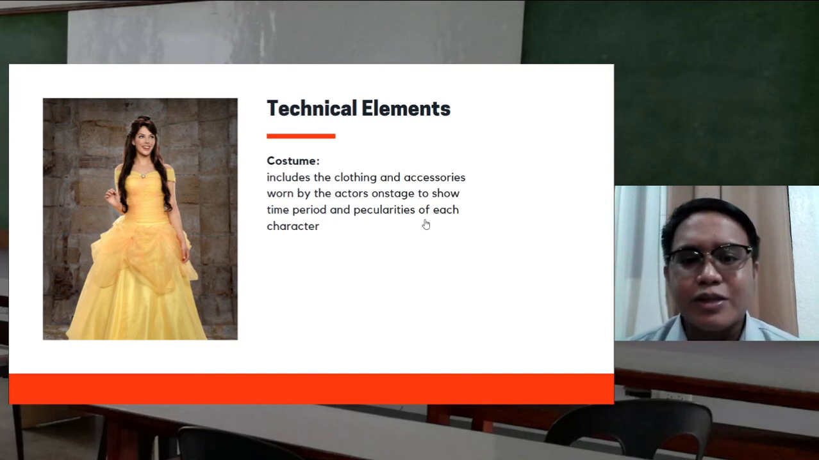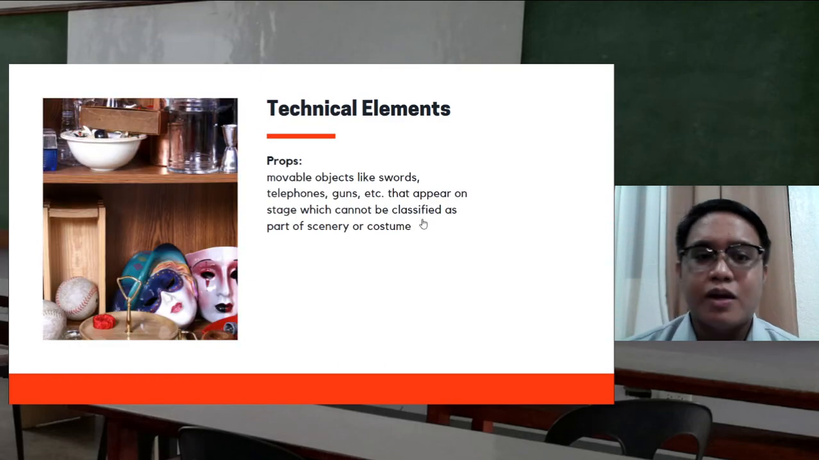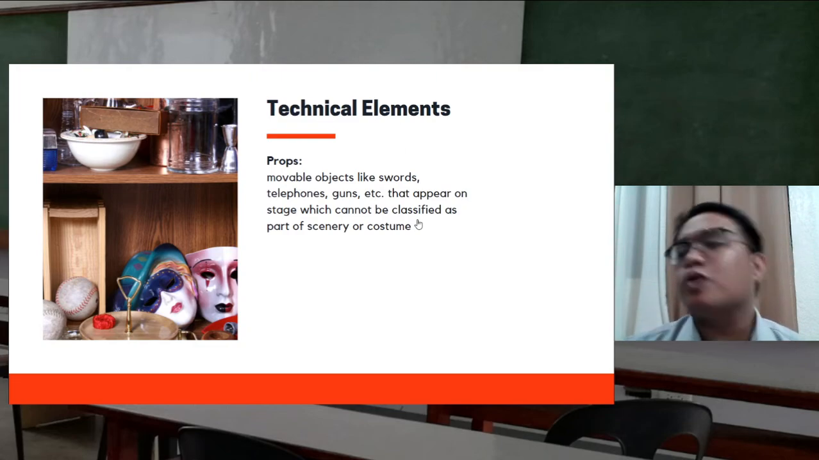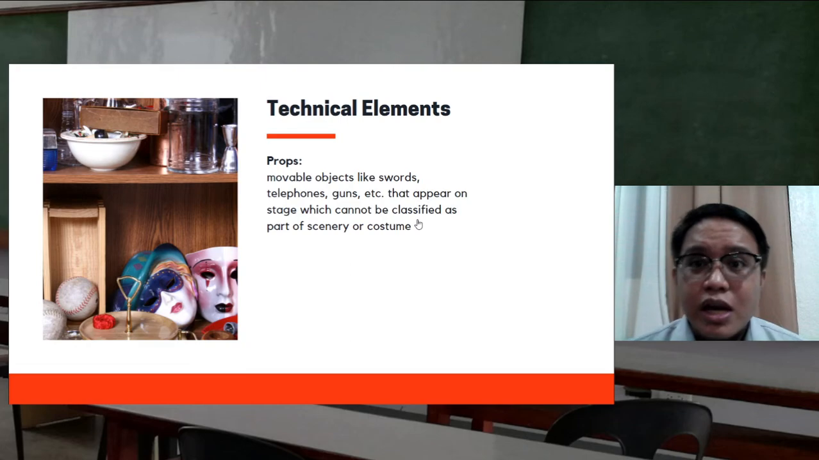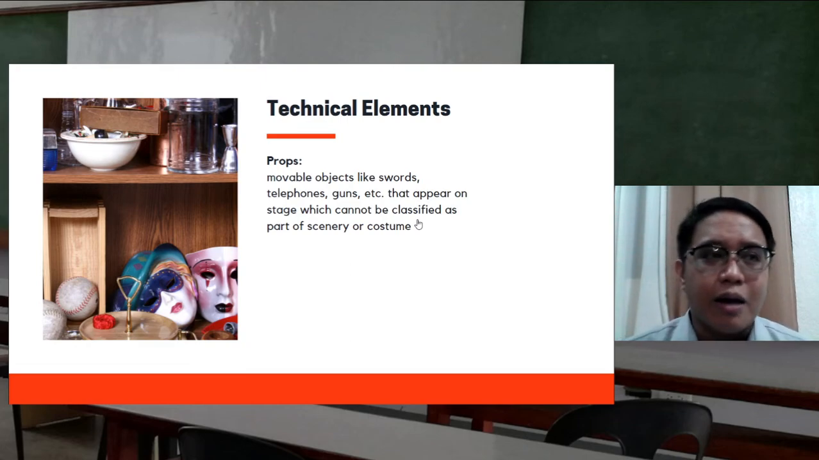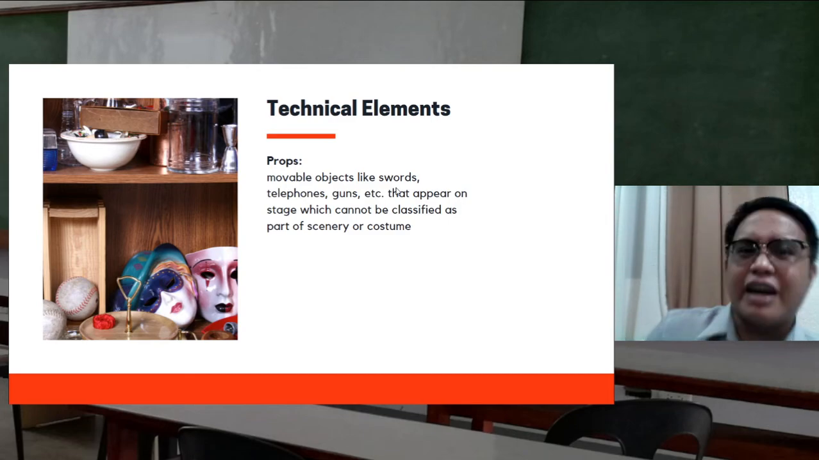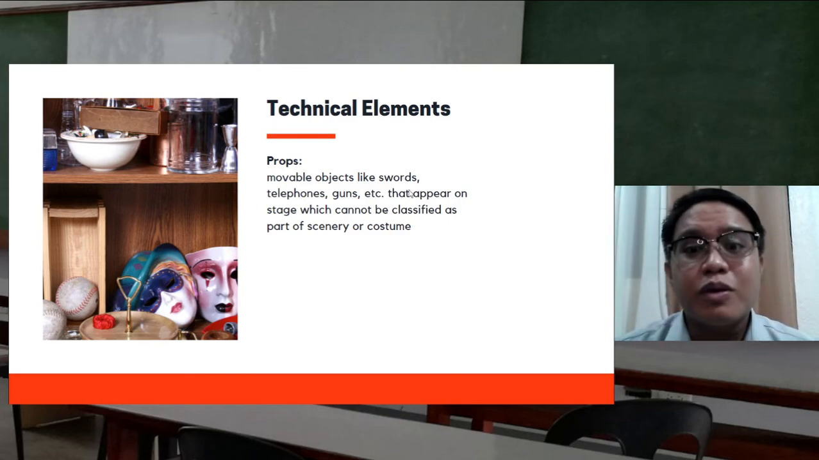Next we have the props. These are the movable objects nga dili masulod sa costume o sa scenery. Basically, the guns, batuta, a box of donuts, a baso, a cup of water, and really, kanang mga ilabay-labay. That's what they call a prop.